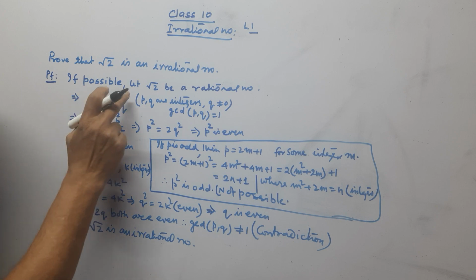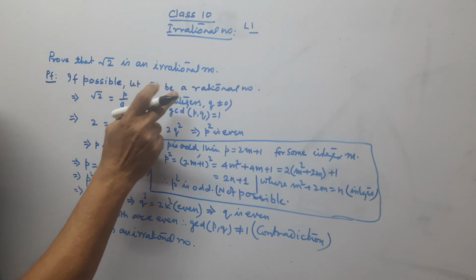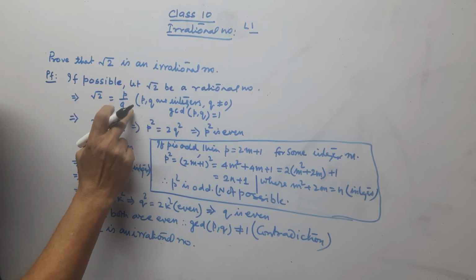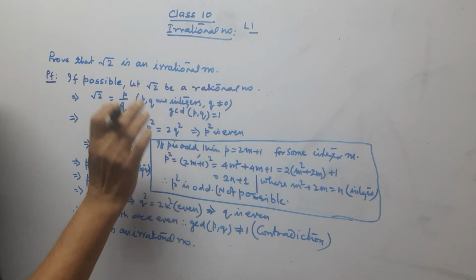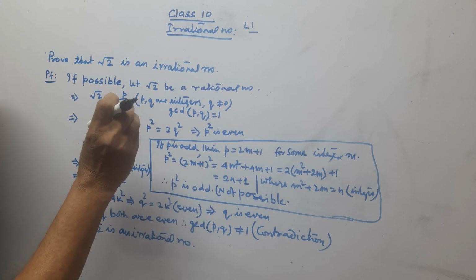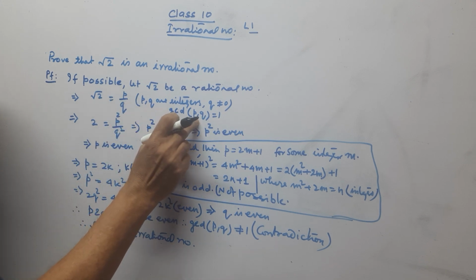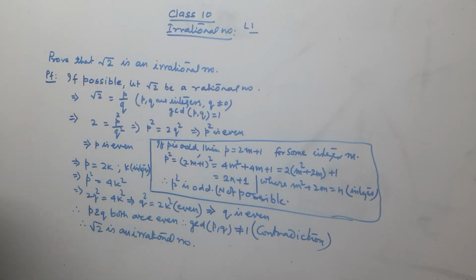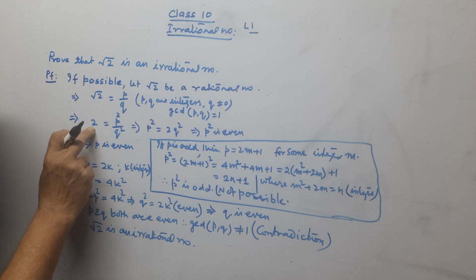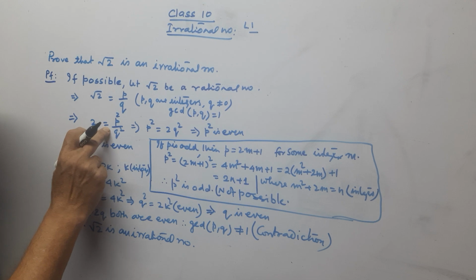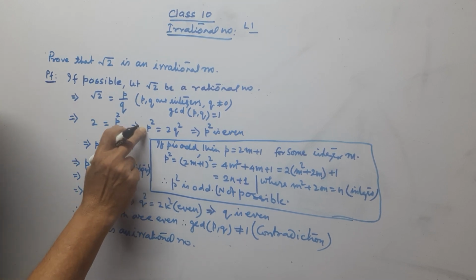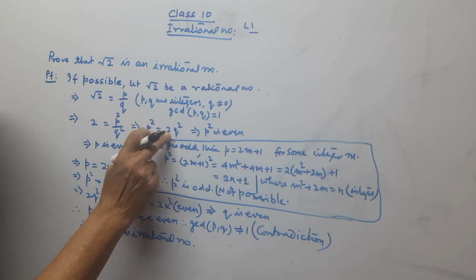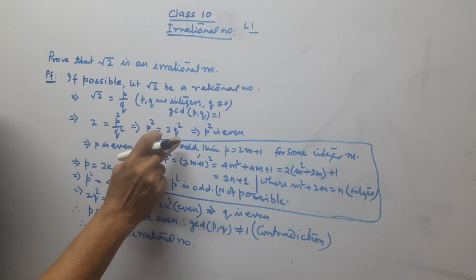So root 2 is p by q. If rational, then it will be of the p by q form, where p and q are integers, q is not 0, and the GCD of p and q is equal to 1. If you square, then 2 is equal to p square by q square. This implies p square is equal to 2q square, by cross multiplication.